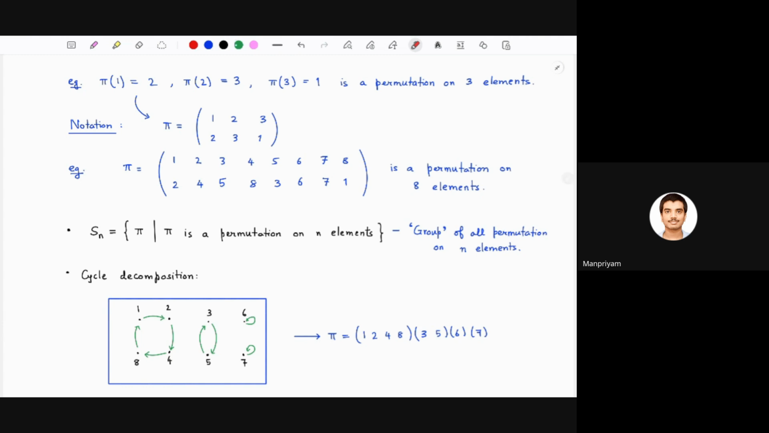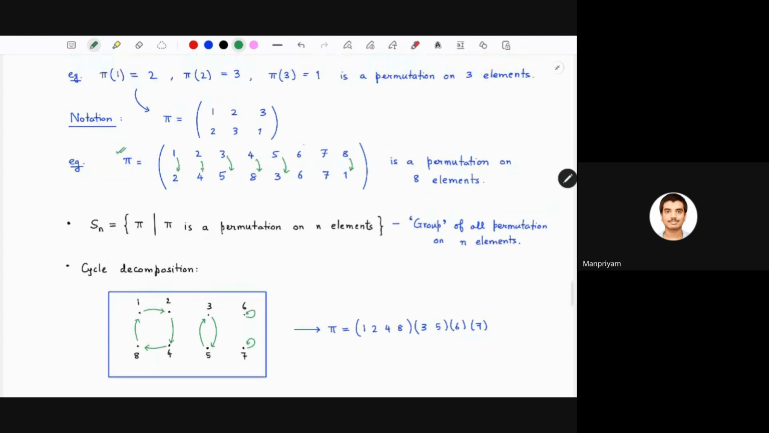Look at this permutation right here. 1 goes to 2, 2 goes to 4, 4 goes to 8, and 8 goes to 1. So you get a cycle like this. Once you have this, you pick the next one which didn't come. So let's say 3. 3 goes to 5, and 5 goes to 3. You get back a cycle. And 6 and 7 just stay where they are.